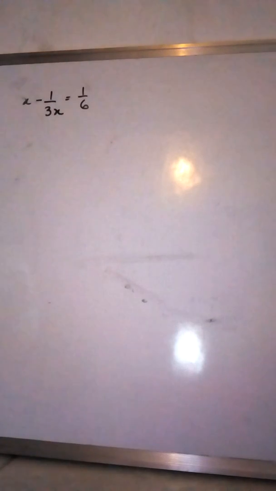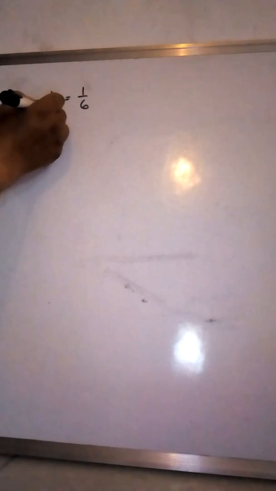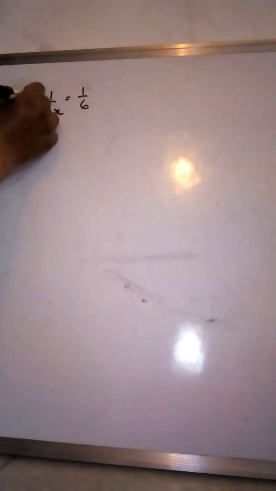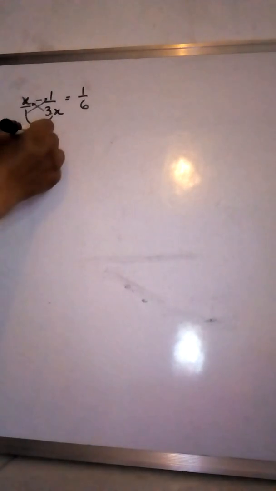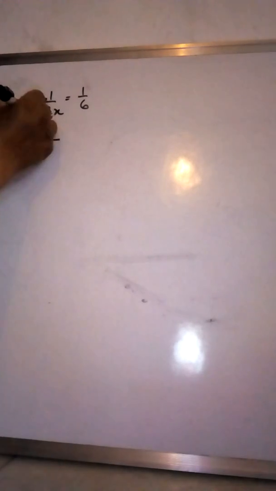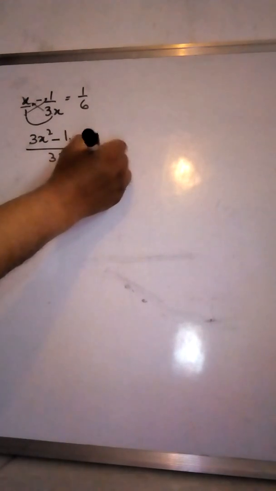See this one. Find the roots of the quadratic equation x minus 1 by 3x is equals to 1 by 6. So I'll find out the LCM here. Multiply this 3x with x and 1 with 1 and denominator with denominator. So 3x into x will give me 3x square minus 1 by 1 into 3x will be 3x is equals to 1 by 6.